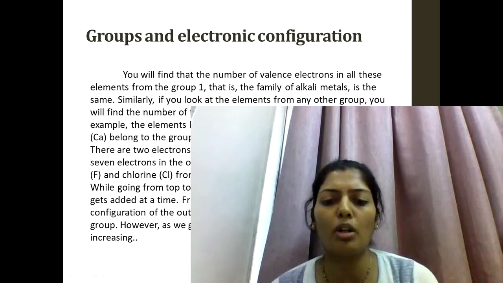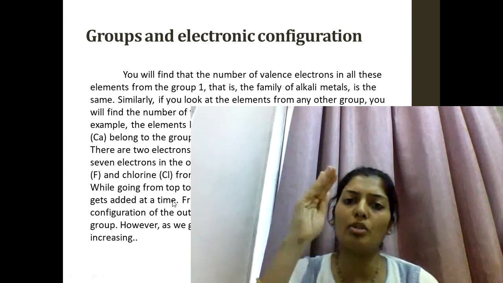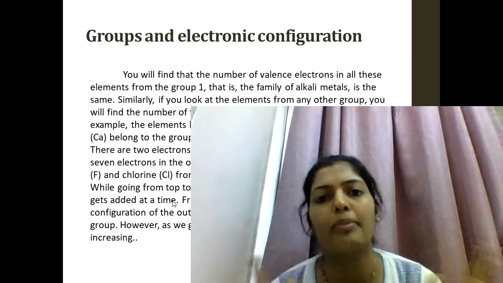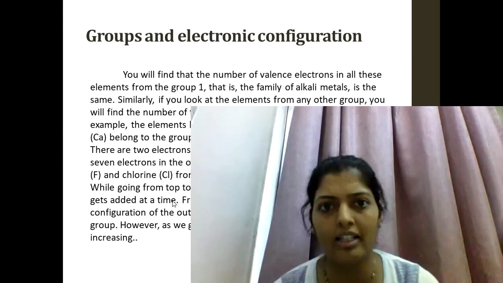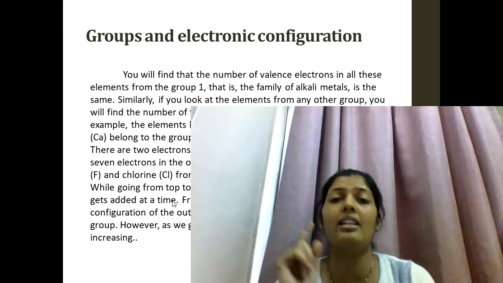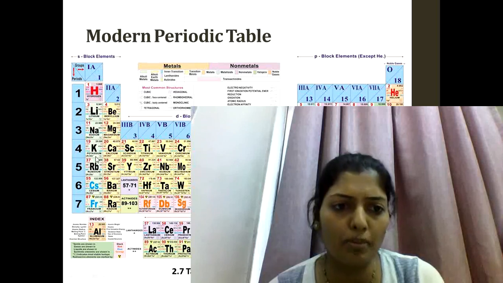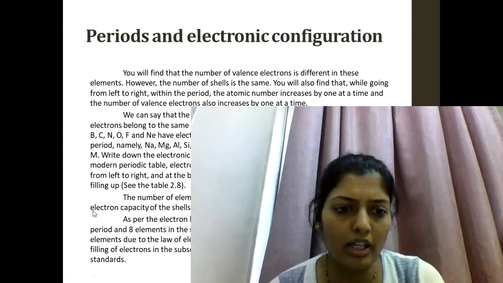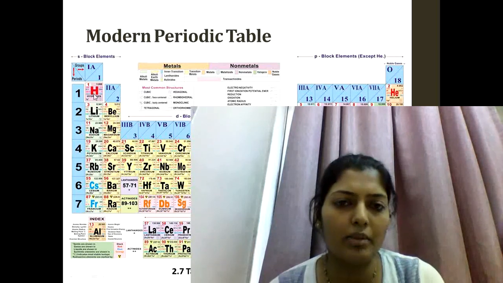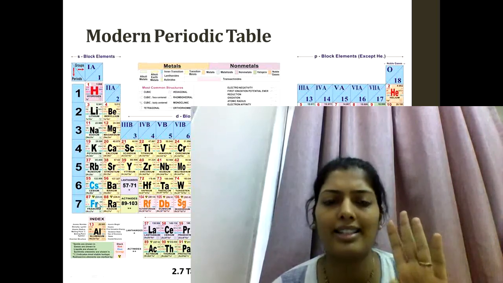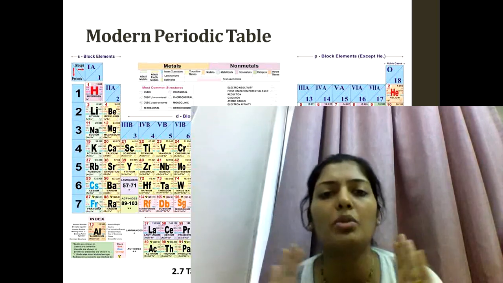While going from top to bottom within any group, one electronic shell gets added at a time. So while coming from top to bottom, each time a new shell is added. So the size goes on increasing. We are talking about while coming from top to down, like while traveling in a group. Okay, so here it will have one shell, two shells, 3, 4, 5, 6, 7. So each time you come down, a new shell is added.